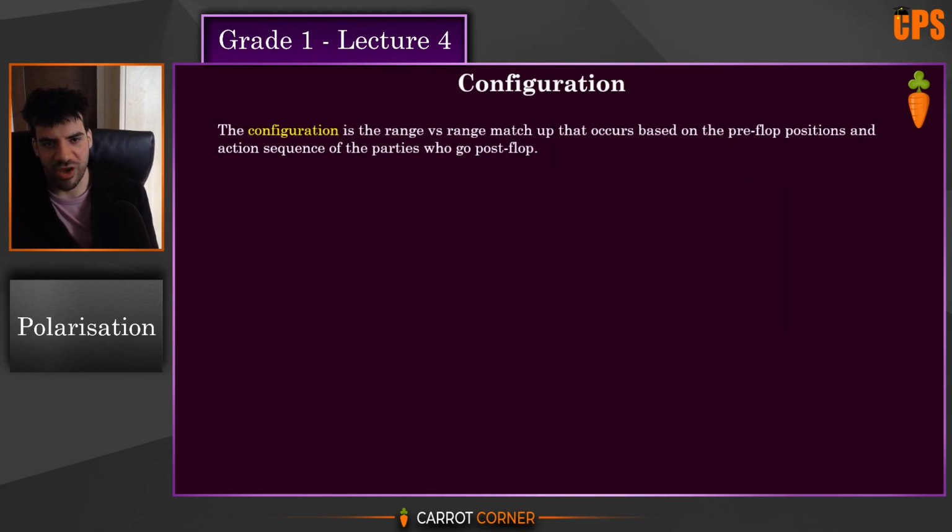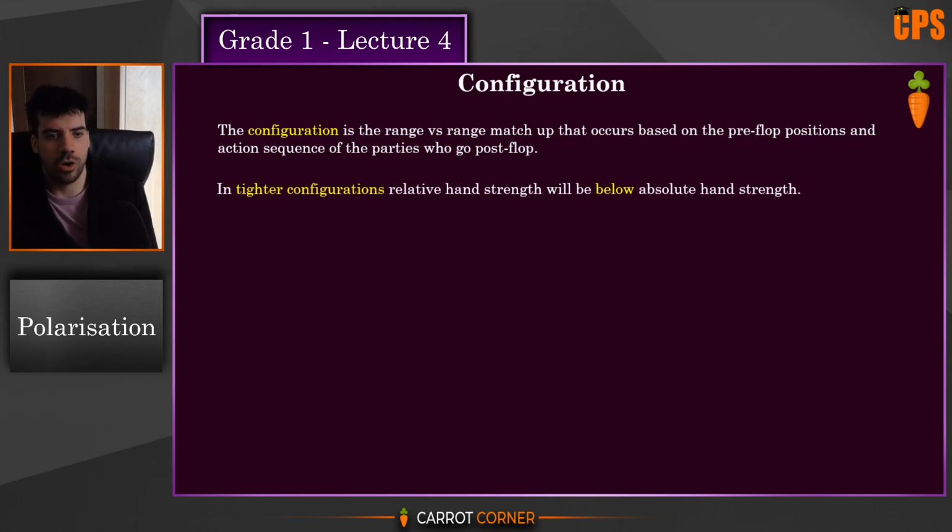Configuration is the range versus range matchup that occurs based on the pre-flop positions and action sequence of the parties who go post-flop. So in tighter configurations, such as under the gun against cutoff 3-bet pot, or under the gun against button 4-bet pot, or under the gun against big blind single raise pot, relative hand strength is not going to be as high for absolute hand strength as it would be in late position, like button versus big blind, blind versus blind. In other words, relative hand strength will be below absolute hand strength in tighter configurations and above it in looser configurations, because as ranges get wider, you don't need as good a hand to have a relatively powerful holding.